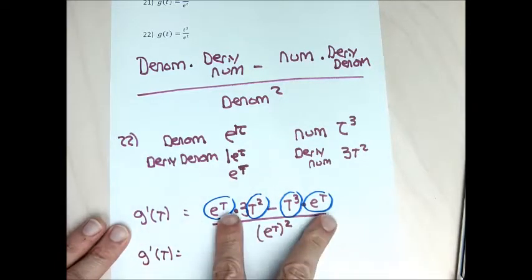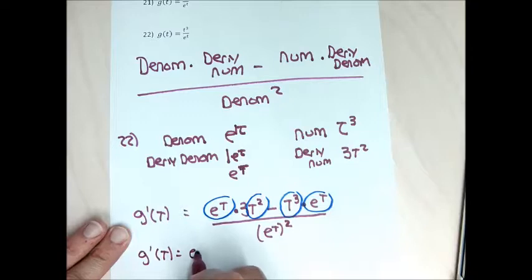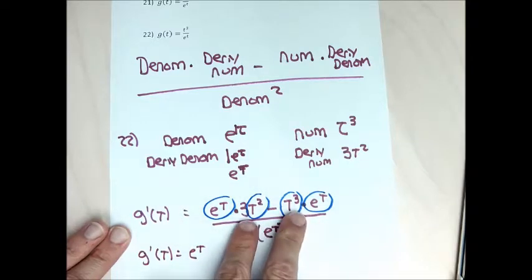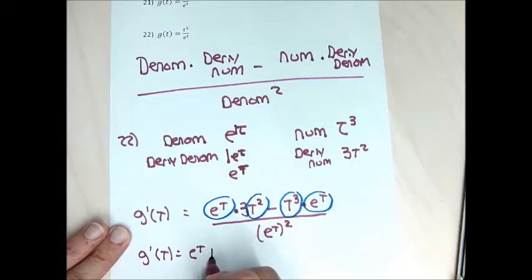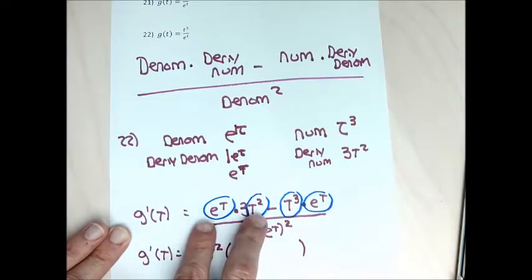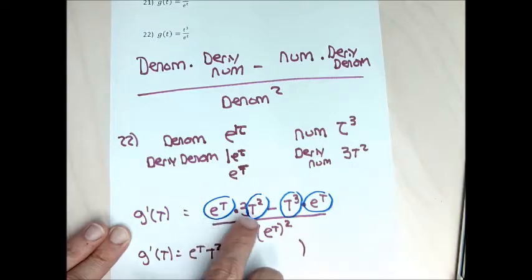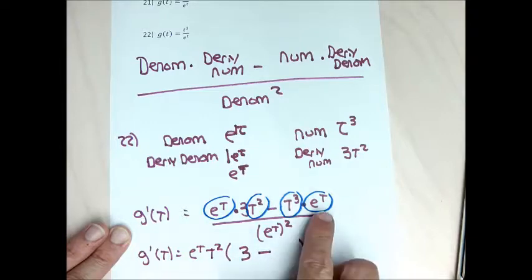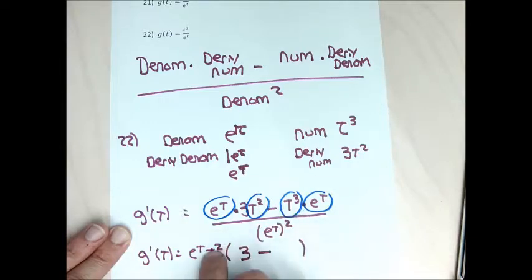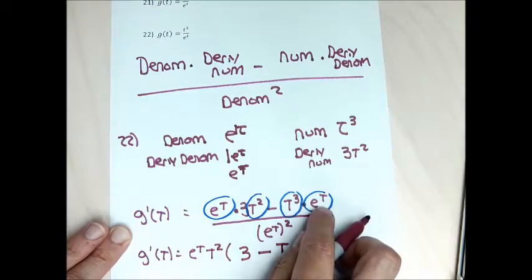For the e to the t, the common factor is just e to the t. For the t squared and t cubed, I need to factor out a t squared, the smaller exponent. What's going to be left? To the left of the minus sign, I factored out the e to the t and the t squared. I'm just left with the 3. After the minus sign, there were 3 t's. I factored out 2, so I'm left with 1 t, and I factored out the e to the t.